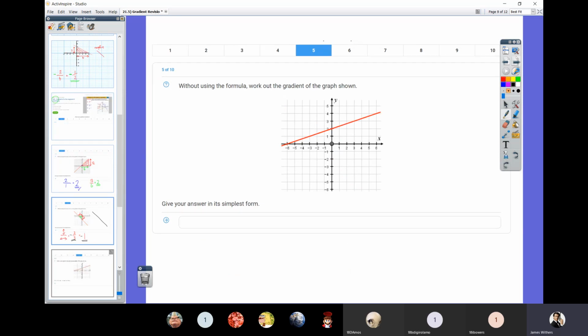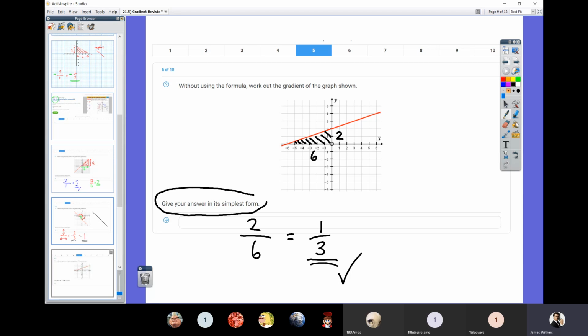Okay, so let's do this one here. I'm going to trap that triangle there. I've got a height of 2 squares. I've got a base going from -6 to 0 of 6 squares. 2 over 6 simplifies to 1 over 3. It's going upwards, so it is positive a third. Give your answer in its simplest form, so you must give it as 1 over 3, not 2 over 6.